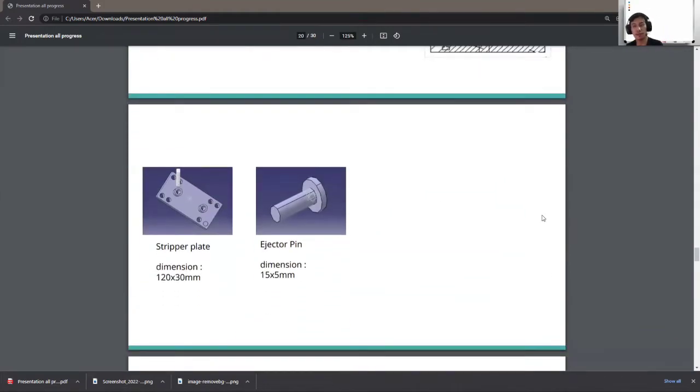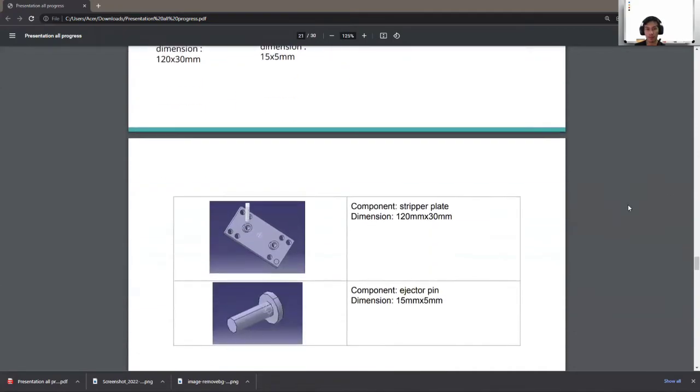Next, this is the stripper plate that I have mentioned earlier. The dimension is 100 times 30 millimeter. Also, the ejector pin is 15 times 5 millimeter. So we don't need a very big ejector pin, just big enough so that it can push our product from the mold. Here we also have an ejector system. We use an ejector type with automated gate separation.